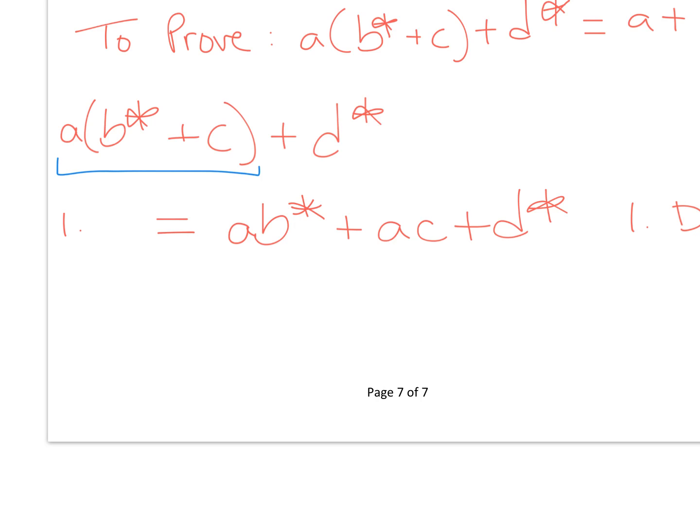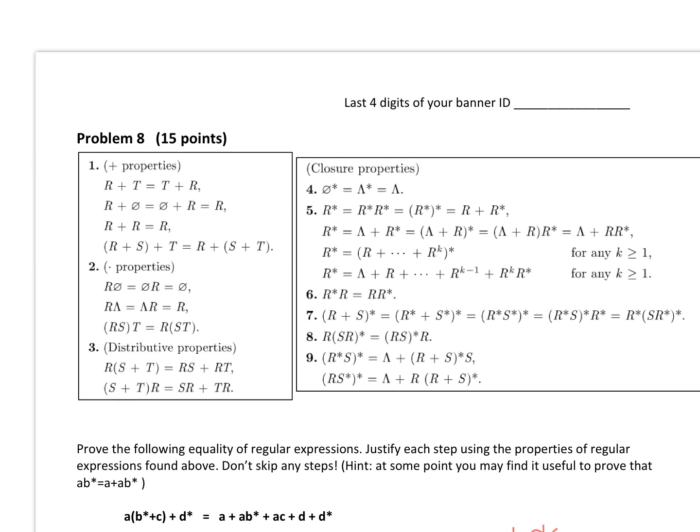I'm going to work on this B star piece for a minute, and I'm going to say that B star, according to the rules up above, is the same as lambda plus B star, and I can see that right in here, B star is the same as lambda plus B star, right? Because R star equals lambda plus R star. Notice that this rule 5-2 gives me a bunch of different things. And we said in class, I'm going to give you the rule, and if there's a bunch of different things on the line, I'm going to tell you which piece of the line I'm doing.